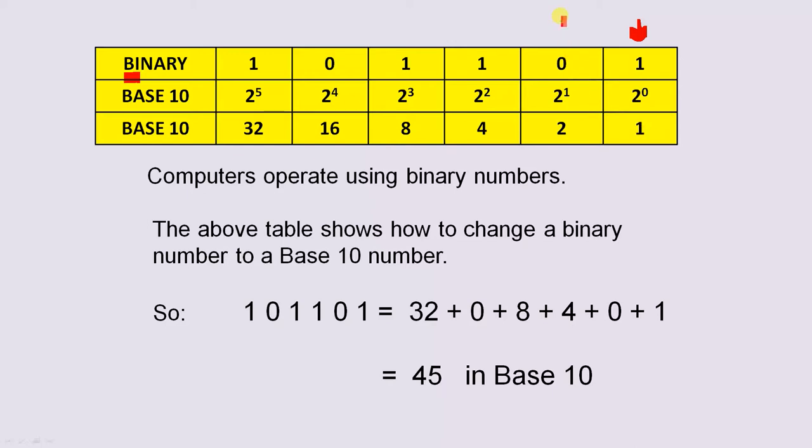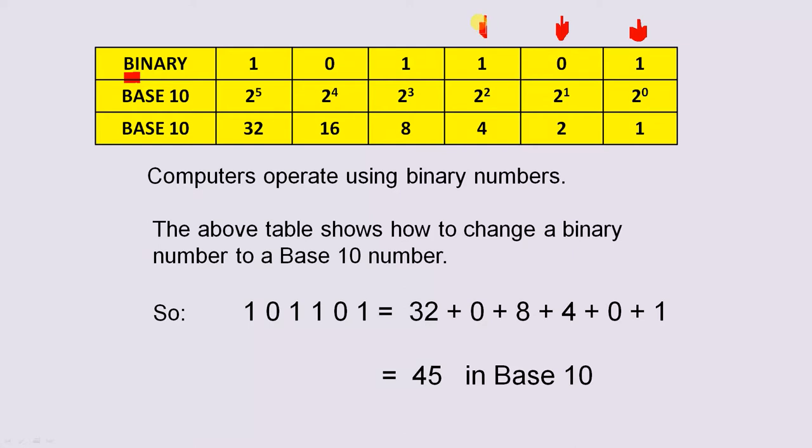The next digit, whether it's a 1 or a 0, in this case it's a 0, has a value of 2 to the 1. So if there was a 1 here, this would have a value of 2, but because it's a 0, there's no value for this place here.